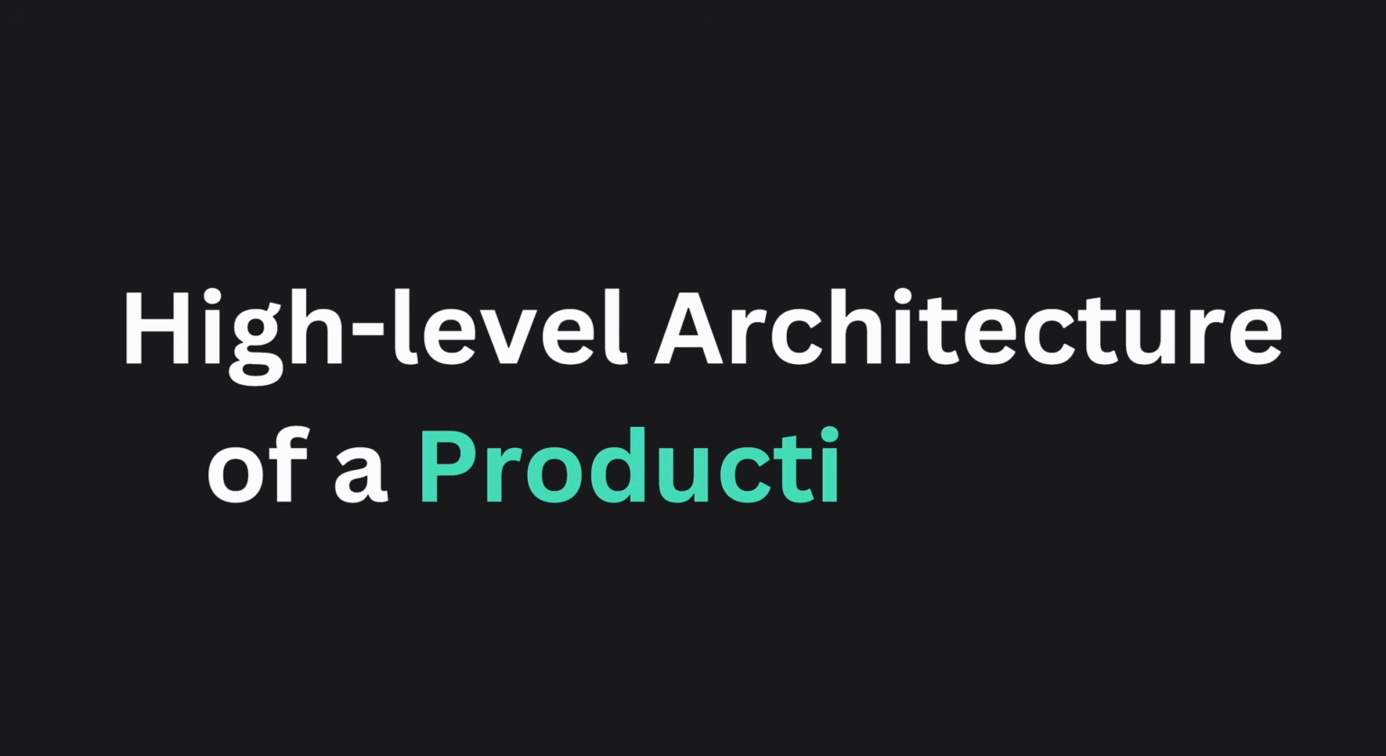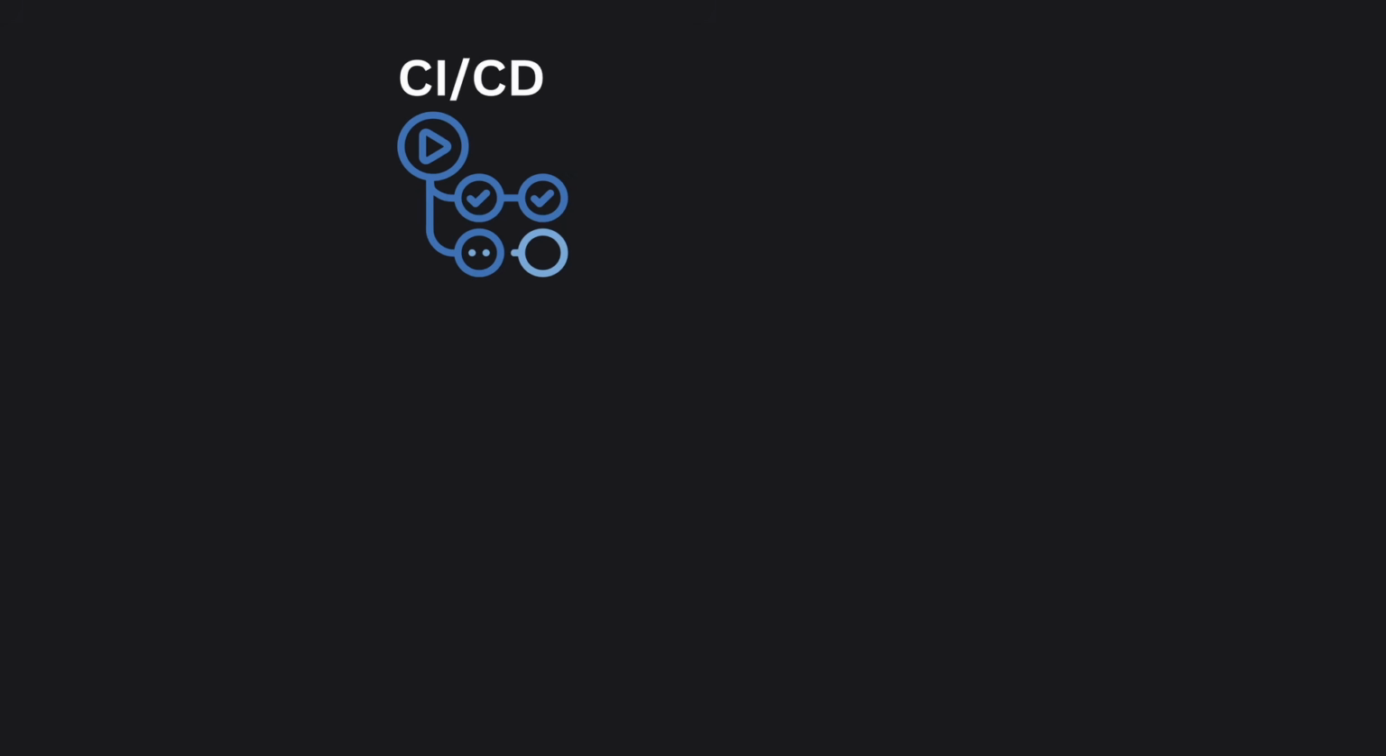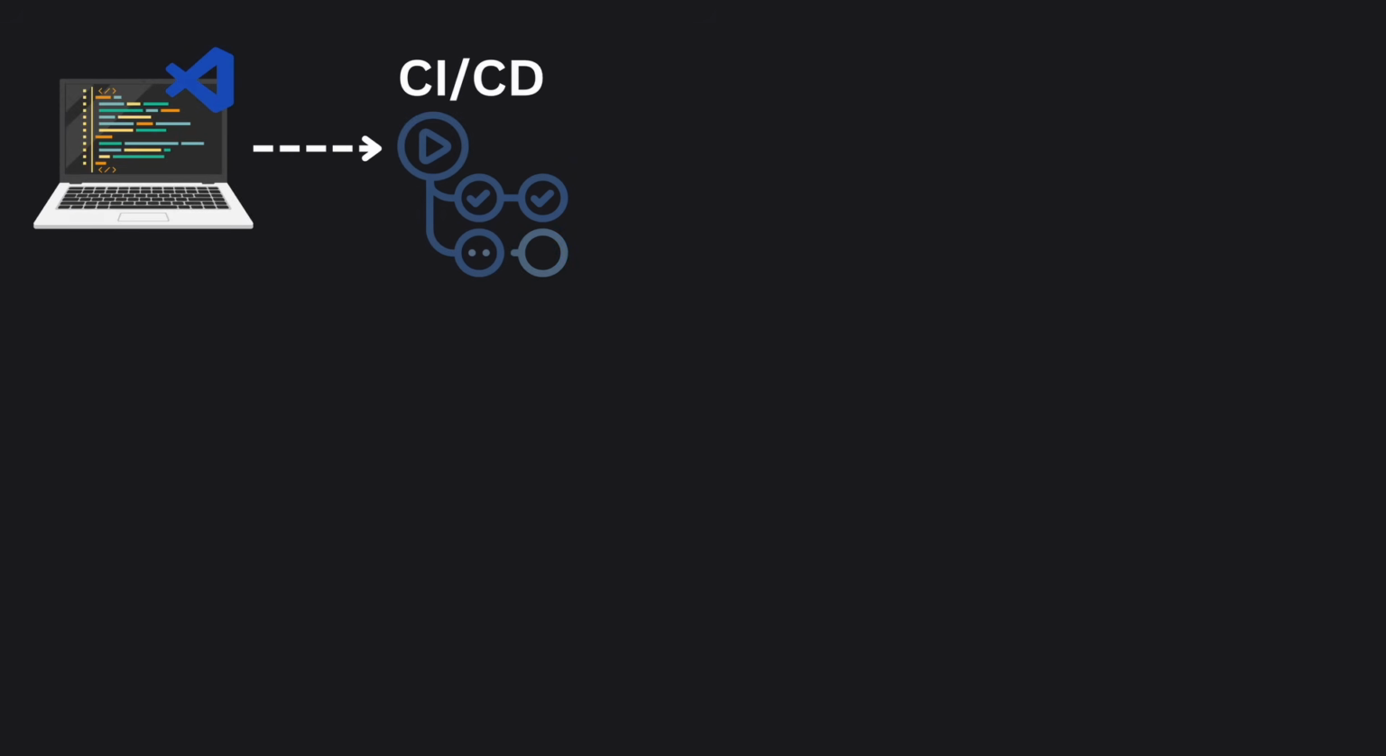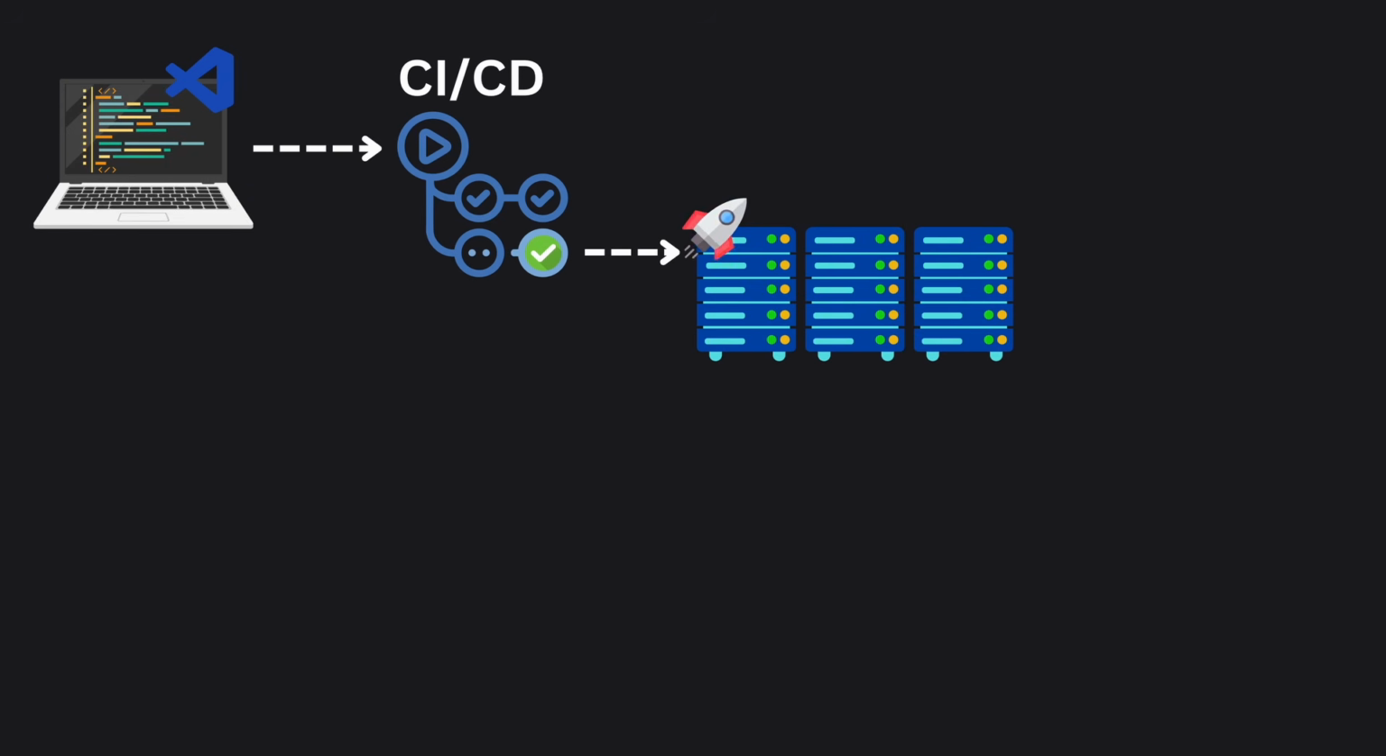Now let's have a look at the very high-level architecture of a production-ready app. Our first key area is the CI/CD pipeline, continuous integration and continuous deployment. This ensures that our code goes from the repository through a series of tests and pipeline checks and onto the production server without any manual intervention. It's configured with platforms like Jenkins or GitHub Actions for automating our deployment processes.